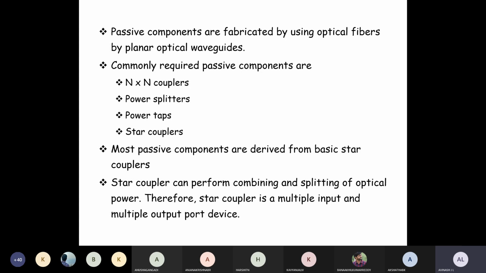Most passive components are derived from basic star couplers. So power splitters, power taps, N cross N couplers, all these things, the fundamental idea behind all of them is the star coupler. The structure of the star coupler we'll discuss in further sections. So here, most passive components are derived from basic star couplers.